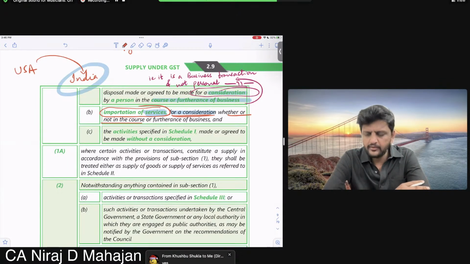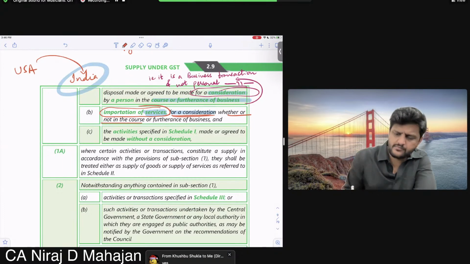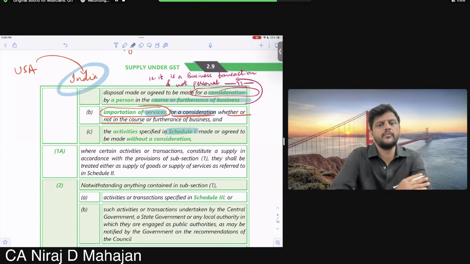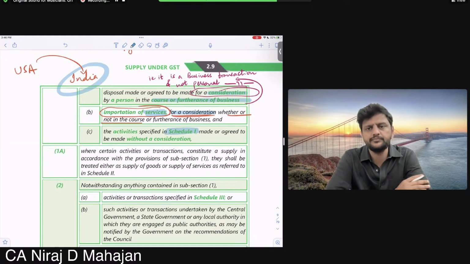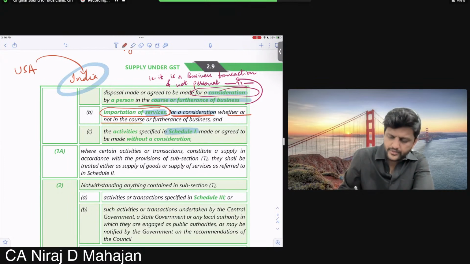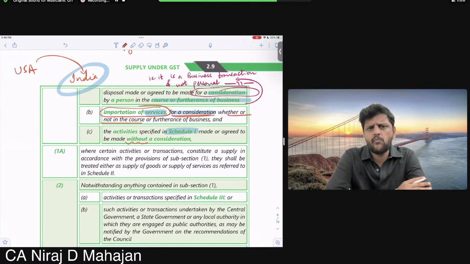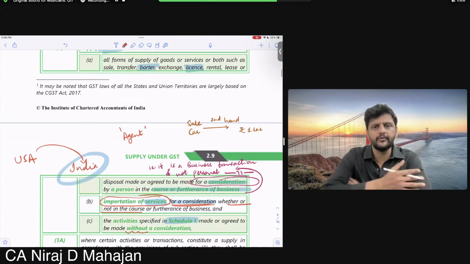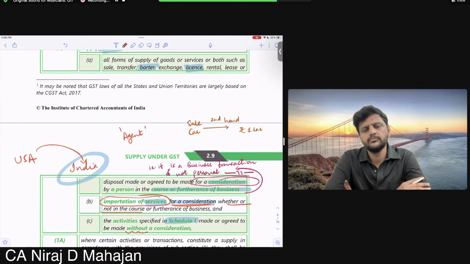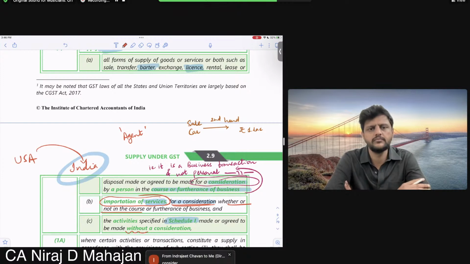And activities clearly given in Schedule 1. Now what was Schedule 1? Without consideration or with consideration? It was without consideration. Agree till here? So whatever is given clearly under Schedule 1, that is supply. Now, is it okay? What is common between A and B? What is common between A and B? Very good, Indrajit. Others, all of you answer. What is common between A and B?